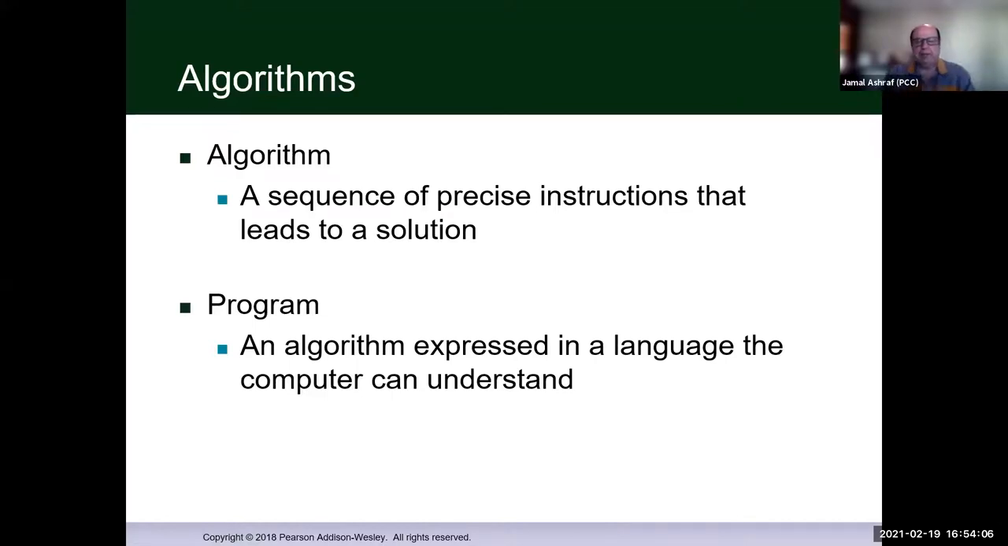So, an algorithm is a sequence of precise instructions that leads to a solution. You can think about it like when you solve a calculus problem, you have to go through certain steps to get the derivative or multi-derivative or whatever you're trying to do. So it's the instructions of how you get the solution. And of course, our program is going to be those steps in a specific language. So we need to do this one, and this one, to get this result.